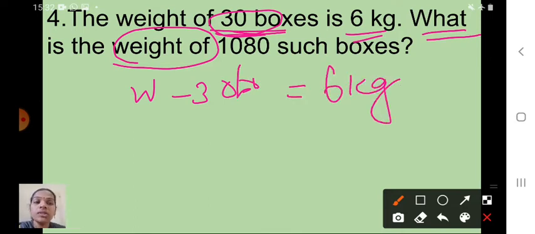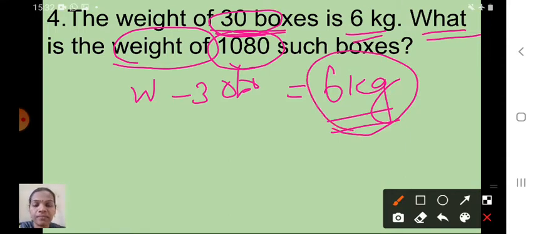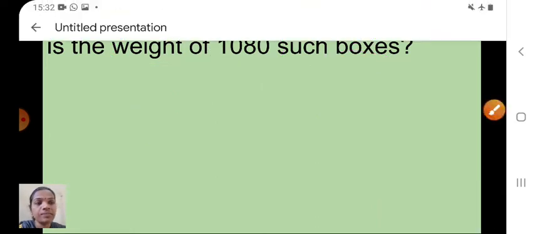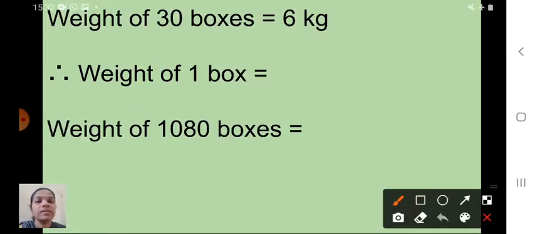Understood now? So see here children, which one you have to find? Weight of this box you have to find. So this weight you have to write on the right hand side. That remaining value, 30 boxes, isn't it? Number of boxes you have to write on the left hand side. Understood children? Yes, see here. Weight of 30 boxes is equal to 6 kilogram. So I hope you understood how I have written here like this.